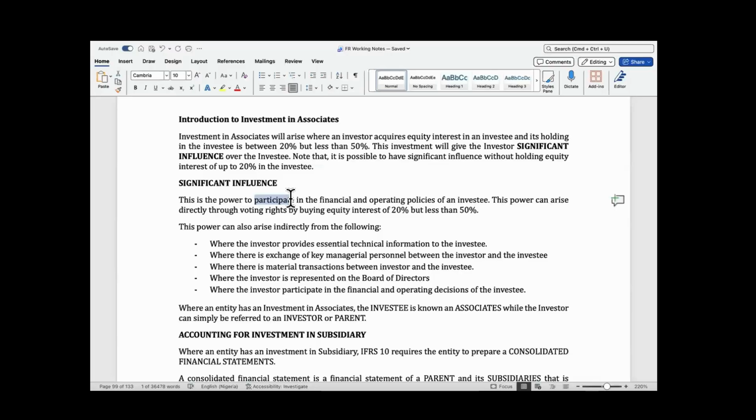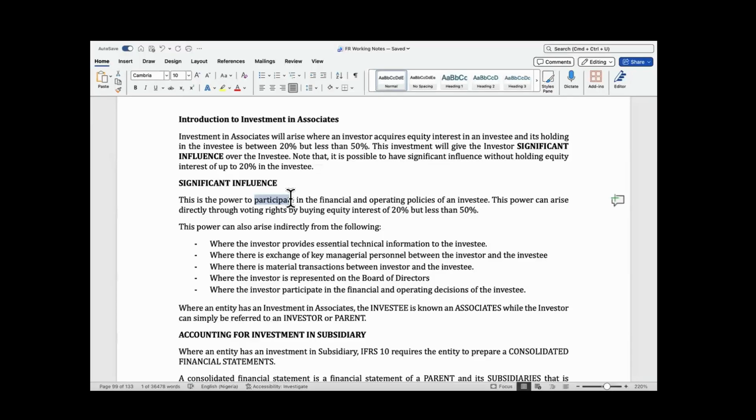Both of them give you power, right? But control is a power to affect variable returns, while the power for significant influence is just the power to participate in financial and operating policies. You cannot single-handedly make some decisions.